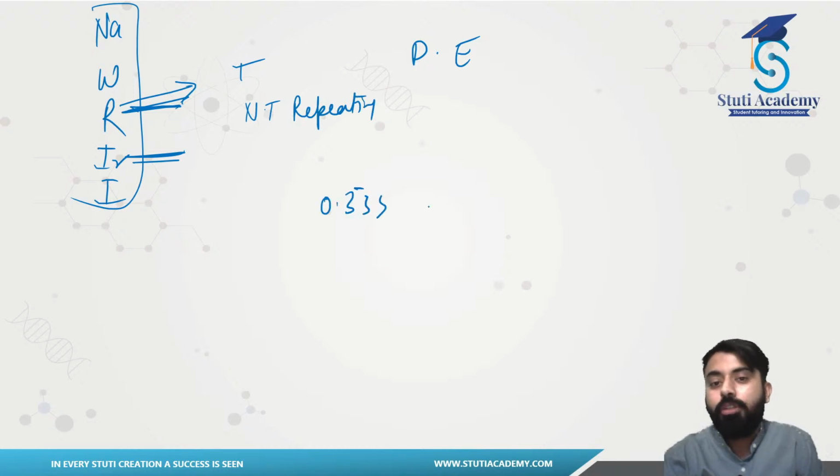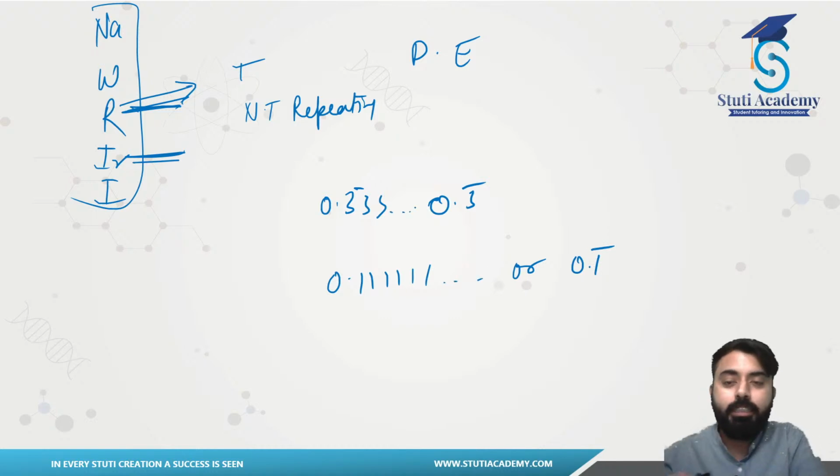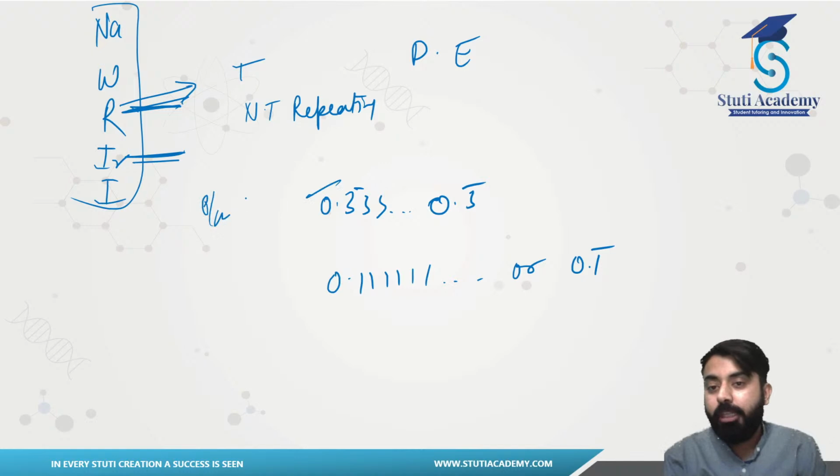0.333 bar, or you can say 0.3 bar, 0.11111, or you can say 0.1 bar. So these were the things that had been discussed in our earlier class, so we are going to pick from there. You already remember we had converted this into the form of p by q. So till our last session, we have covered everything up to rational numbers.